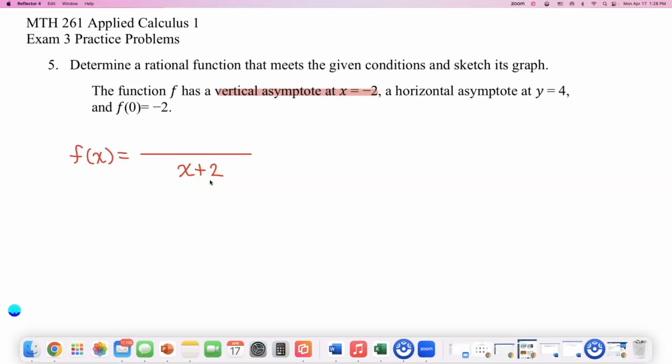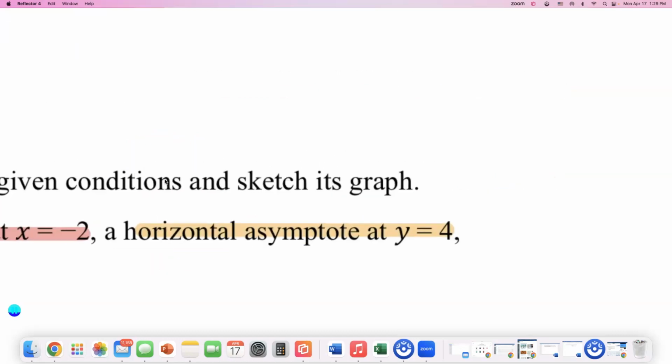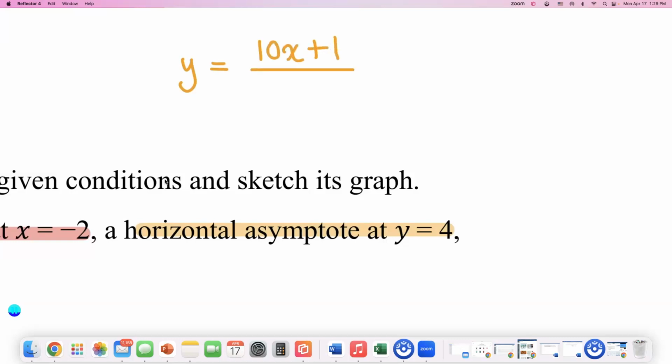Okay, now let's look at the second condition that says horizontal asymptote at y equals 4. So for a function to have a horizontal asymptote at y equals 4, it needs to have a leading coefficients ratio of 4. So I'm going to give you an example to remind you of these horizontal asymptote rules. Let's say that you have y equals 10x plus 1 over 5x minus 2. I just made it up, okay?